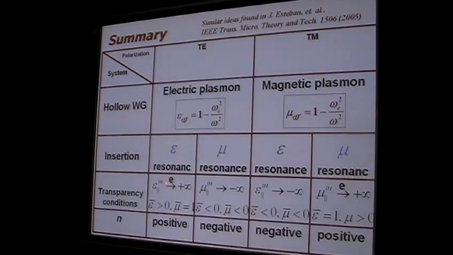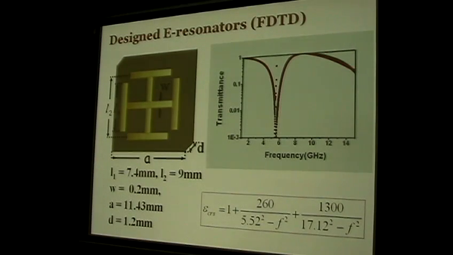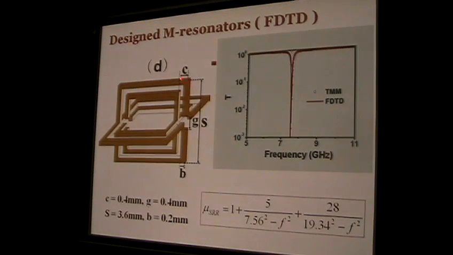Let me just show one example. For these situations, the background epsilon is negative. If you can insert an E resonance, and when the E resonance is positively infinite, then you will make the system transparent. Now how can we design this? We have designed some kind of E resonators. This is what we designed for the E resonance. Again, we performed simulation and found that this structure can be well described by this form. And this is what we designed for the M resonance. Basically, it's the SRR structures.